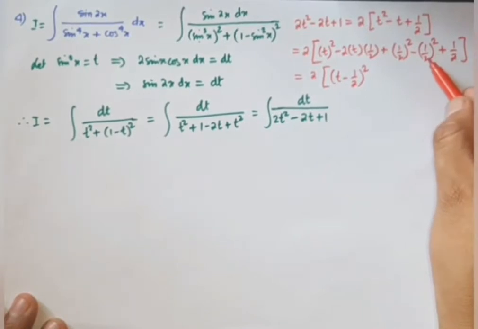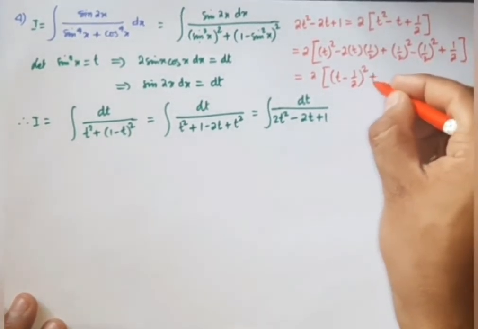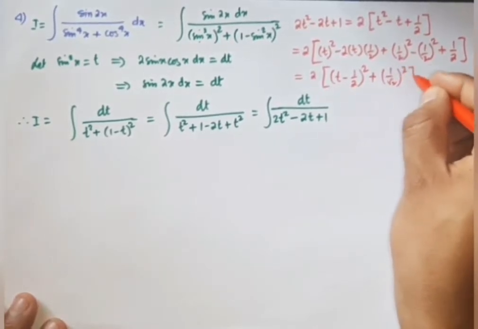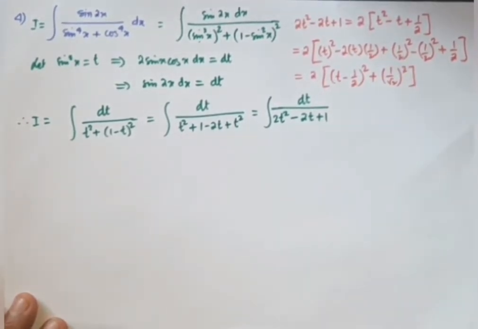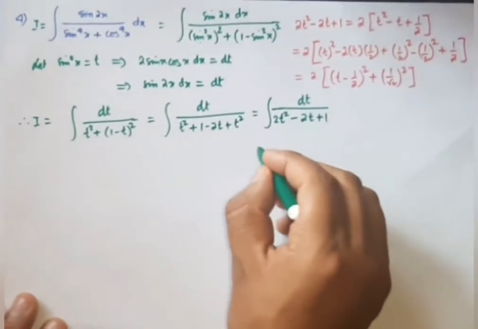So 1 by 2 minus 1 by 4 is how much? It is exactly half, right? 1 by 2 minus 1 by 4 is 1 by 2. So that 1 by 2 can be written as (1 by root 2) whole square. Is that clear? Okay, so this integral turns into, let us see what it turns into.